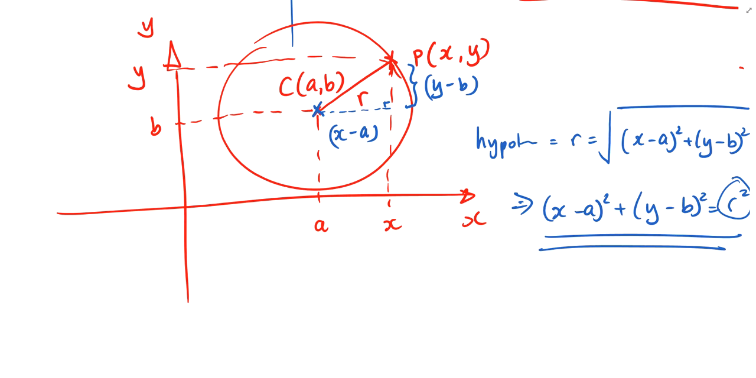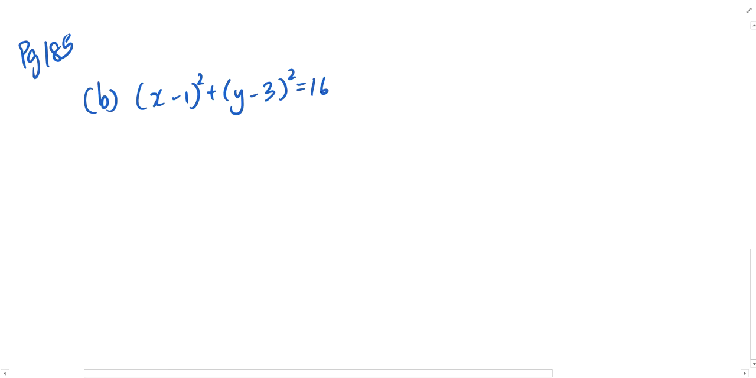Okay, then let's try some questions. Obviously, r must be more than 0. Radius cannot be less than 0. It cannot be 0 as well. So let's go to page 185. You see the table over there? Let's start with B. Okay, we've got (x minus 1) squared plus (y minus 3) squared equals 16. What are the coordinates of the center?